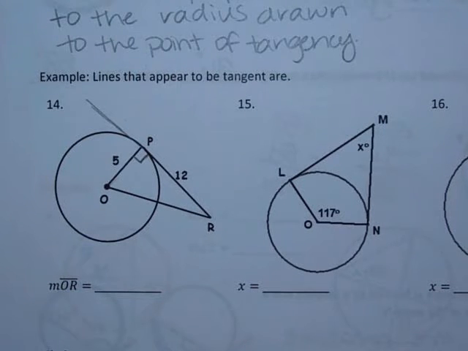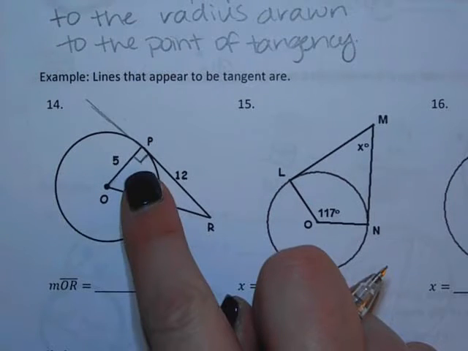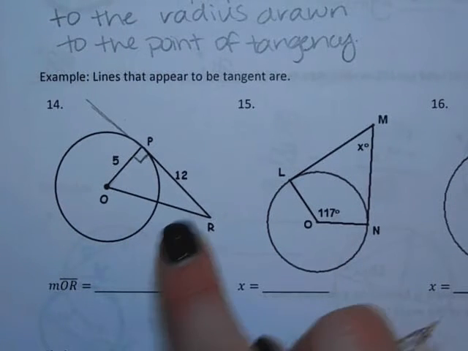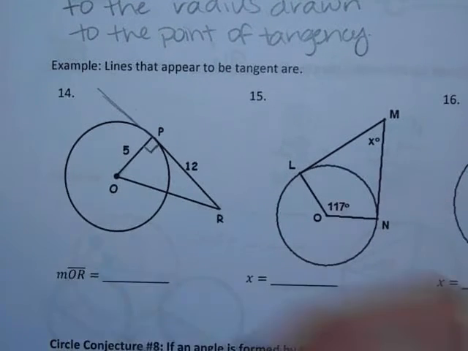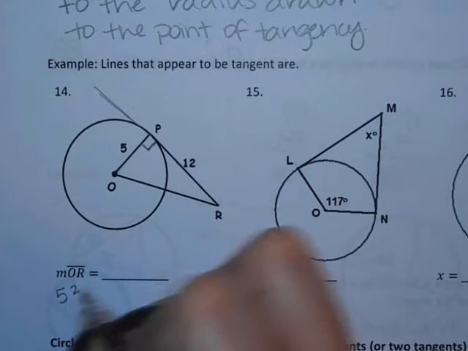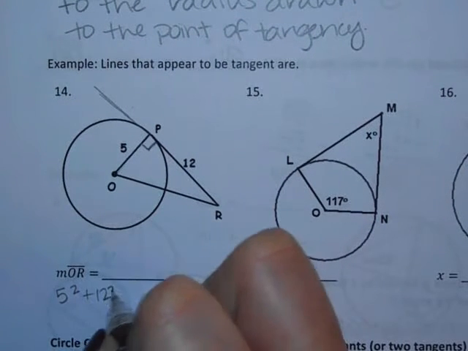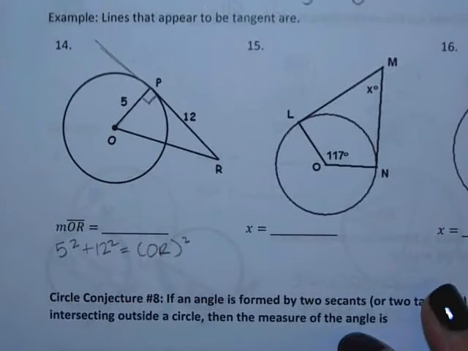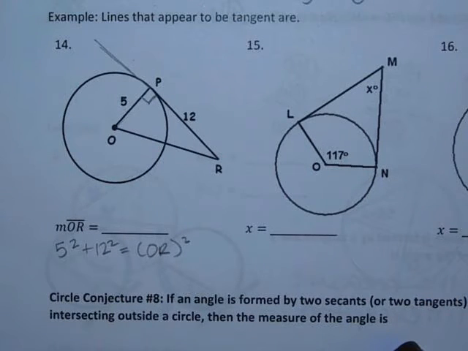How are we going to do that? Oh yeah, we can use the Pythagorean Theorem, because as soon as I know that that's a right angle, this is a right triangle, and that's when we use the Pythagorean Theorem. Okay, so I have 5 squared plus 12 squared equals OR squared. 5 squared plus 12 squared.